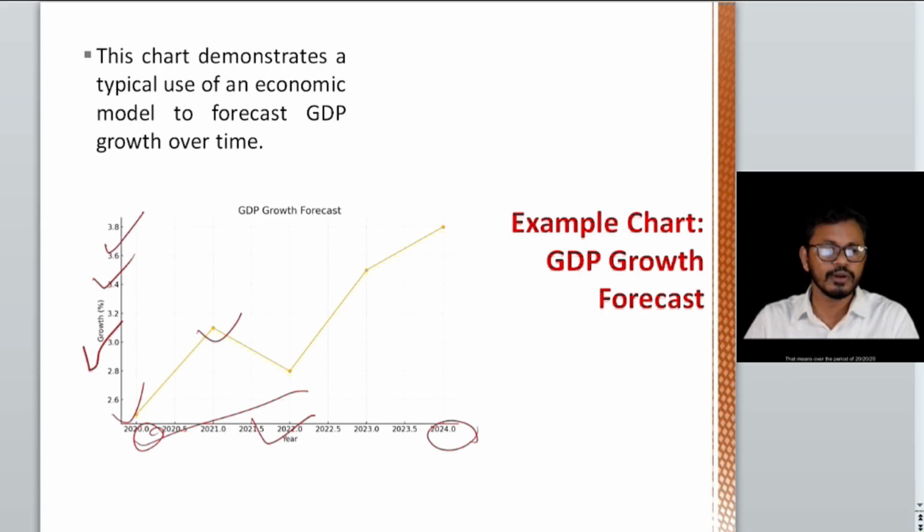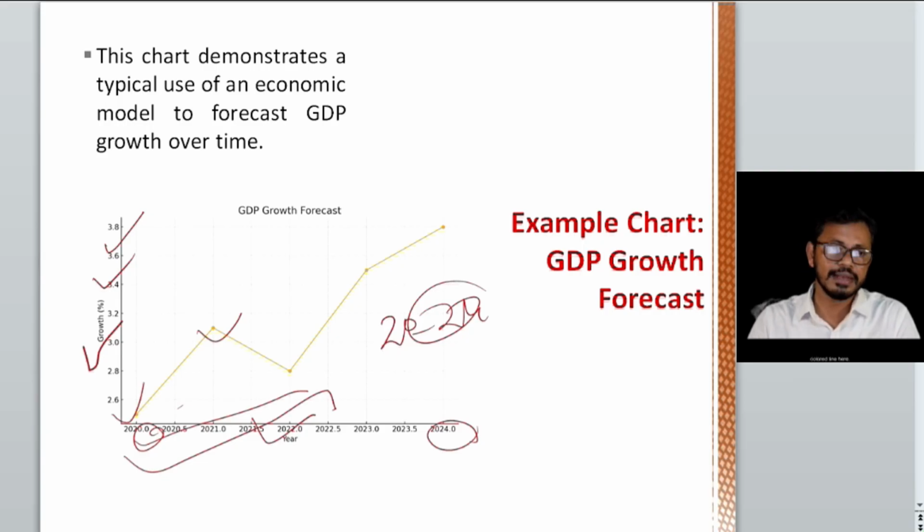That means over the period of 2020 to 24, it's a relationship shown with a yellow colored line here. So this is a graphical representation or visual model of two variables. So this is an abstract idea showing the relationship between two variables. This is what is known as an economic model or visual economic model.